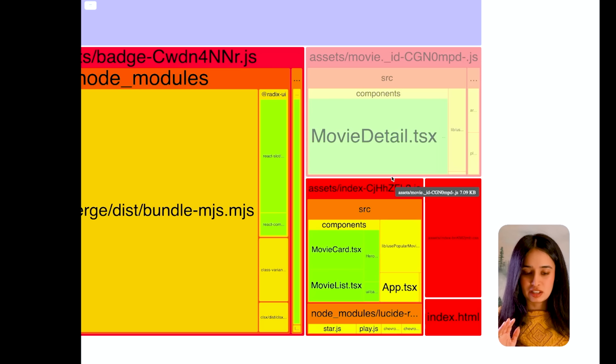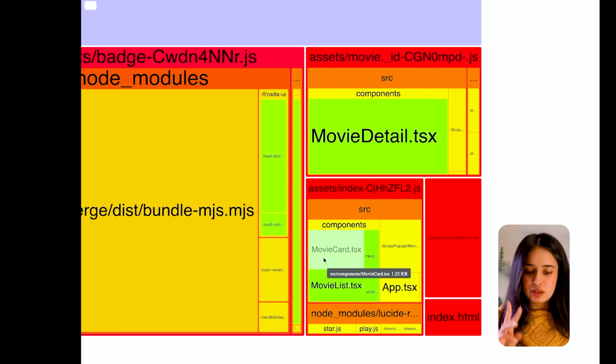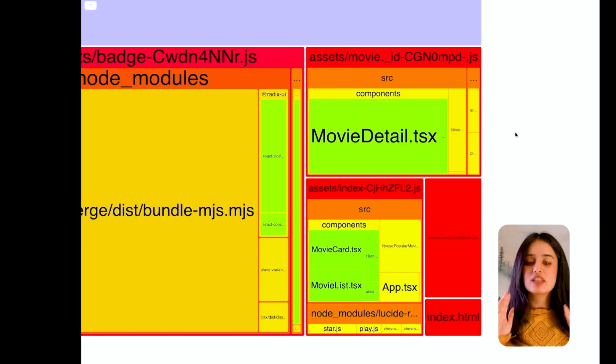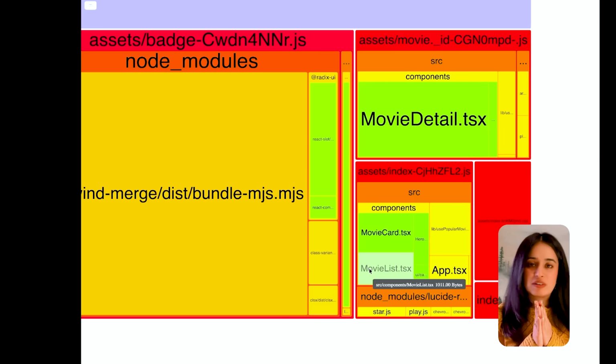easily you can tell that the movie detail component is the one that's taking the largest chunk. But there's three components that we can take a look at: movie detail, movie card, and movie list. These are the three main culprits that we have. So we have a plan of action and we know which components to attack first.